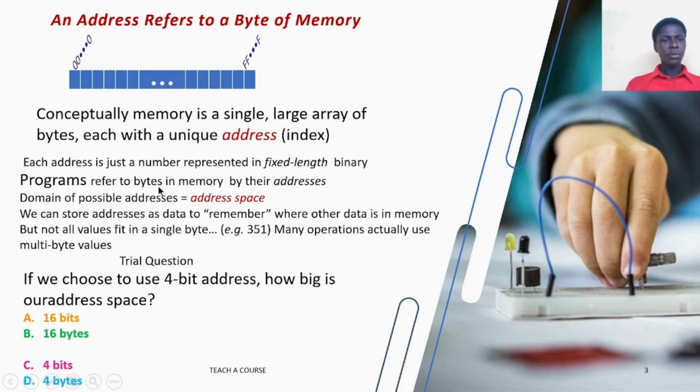Programs also refer to bytes in memory by their addresses. The domain of possible addresses is also called the address space. So we can say that we can store addresses as data to remember where other data is in memory. So address here means we want to store addresses of data in a memory. But not all values fit in a single byte.